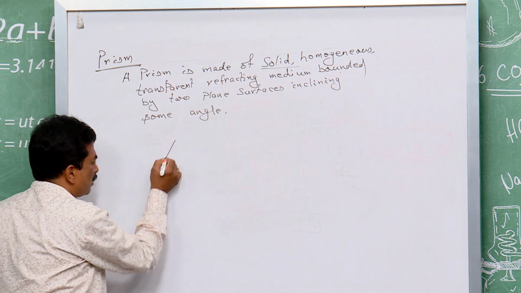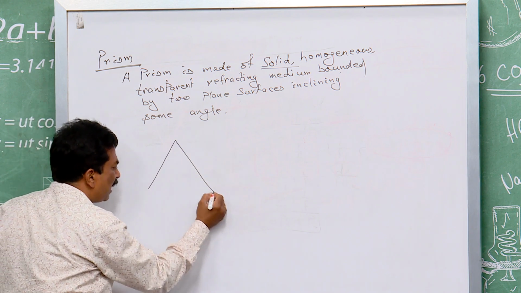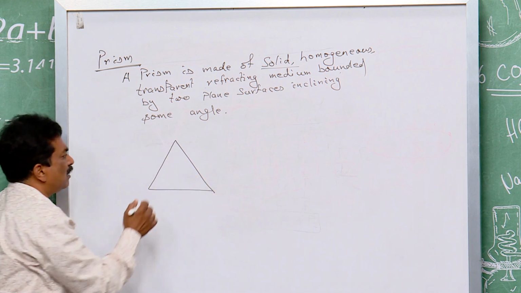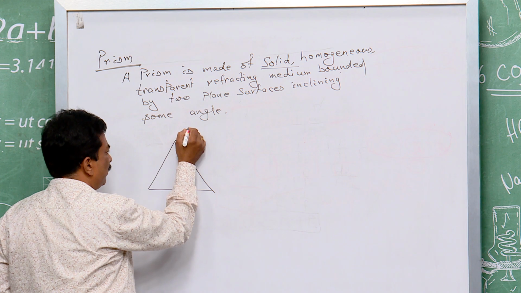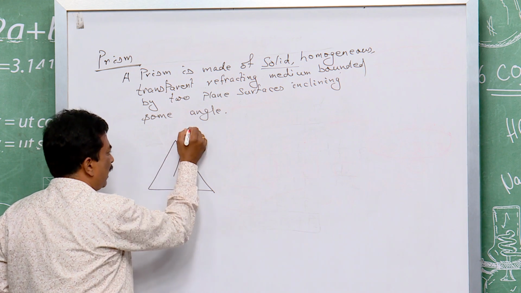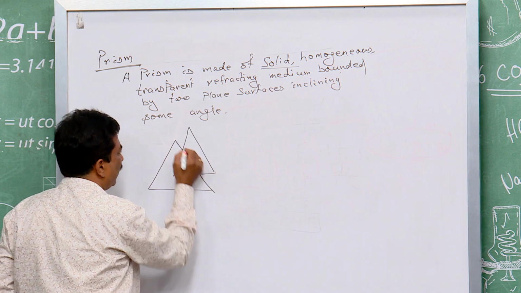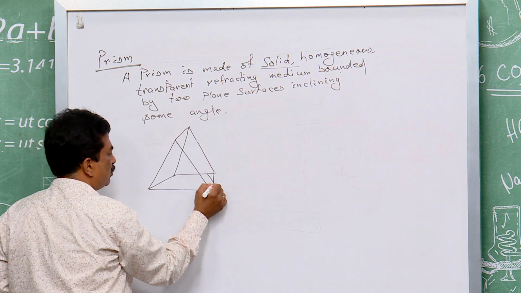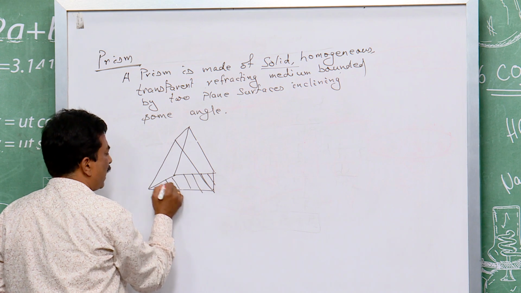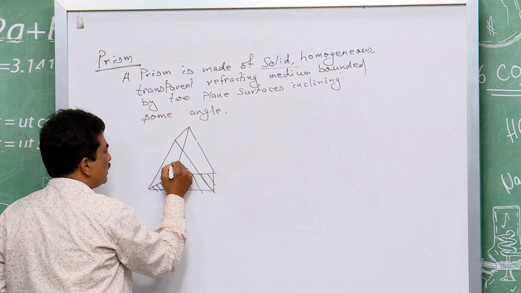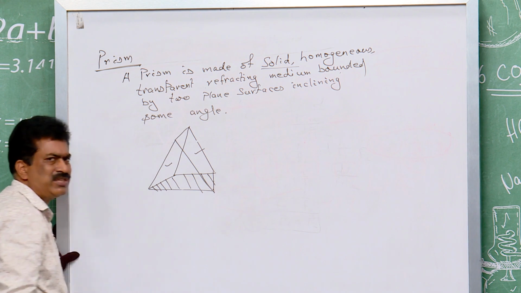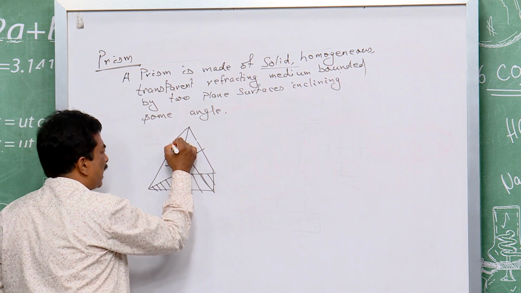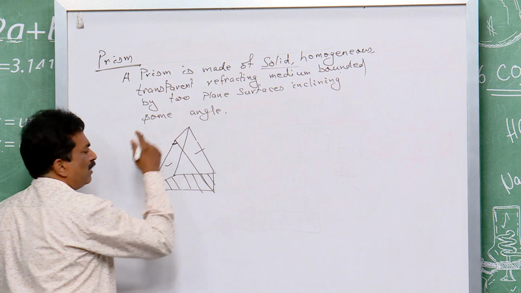So, the structure of a prism generally comes to mind in the form of a triangle, but it is not completely a triangle. You take a triangle and you take another triangle. Now, just join them. So, this one will act as its base. This is one plane surface, this is another plane surface. These two plane surfaces are inclining at a certain angle.